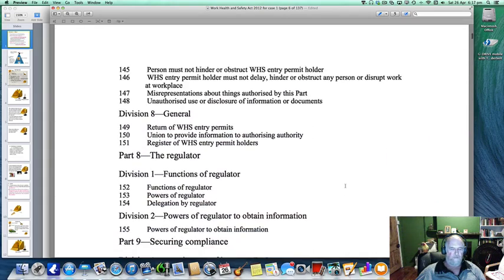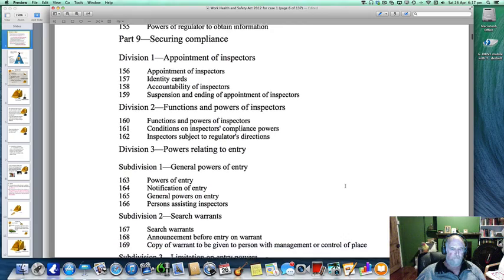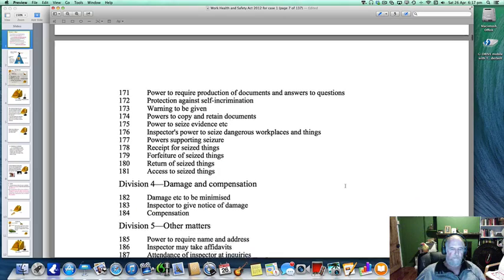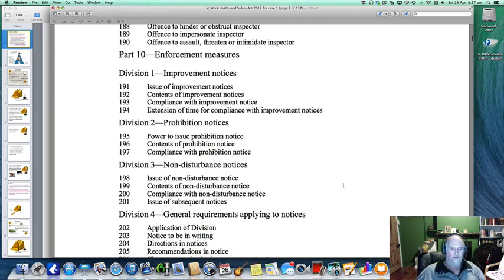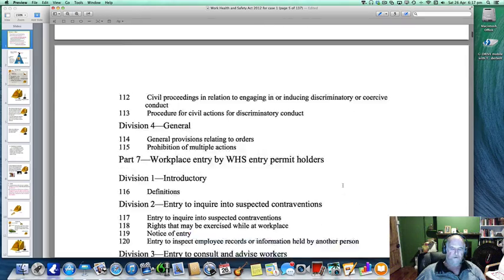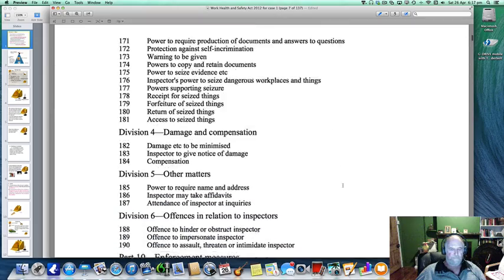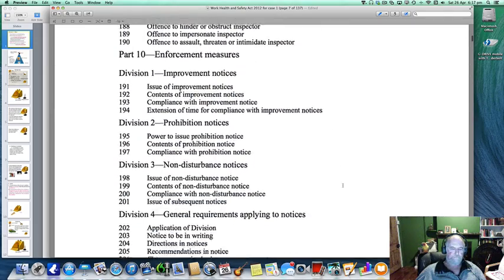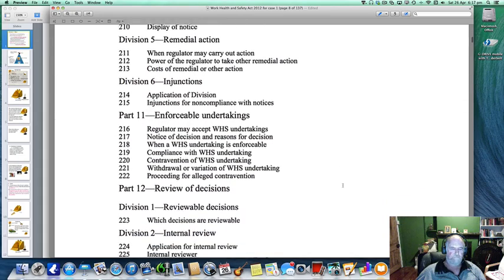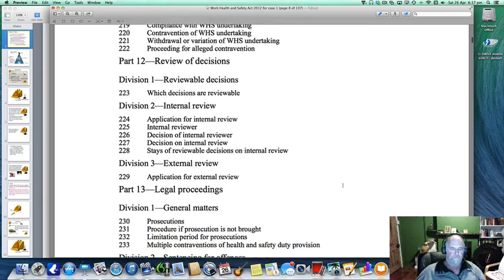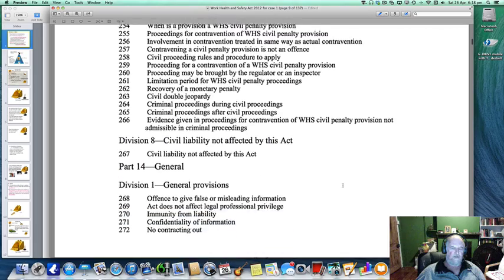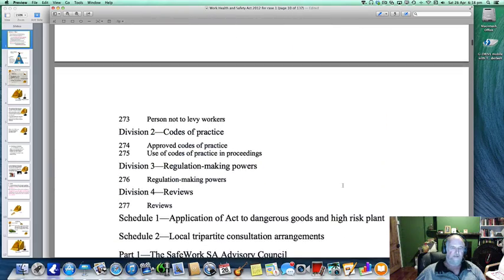Dealing with disputes, general, the regulator, functions and powers of inspectors, powers relating to entry. There's a heap there, but don't forget we're still looking here at just the table of contents. So none of it really, review of decisions, general matters. None of that really pokes out as being a fact that's been brought up.